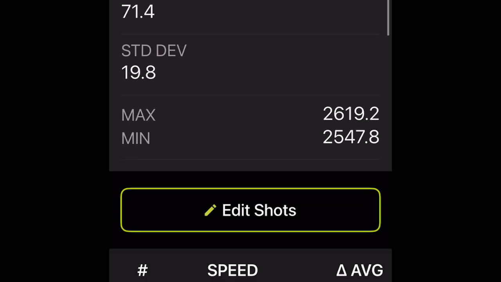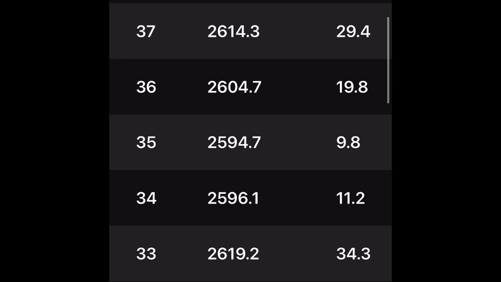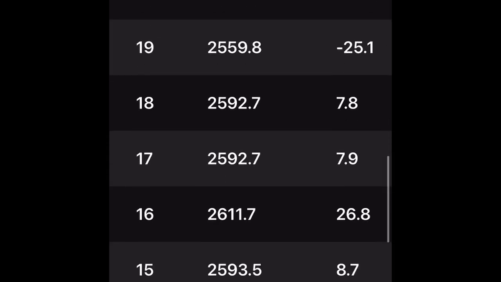2584. You have spread. For this factory ammo, it was 71.4. The standard deviation was 19.8. And then I have my minimum and my maximum velocities. And then the session goes through all my individual shots. Every individual shot is in there.